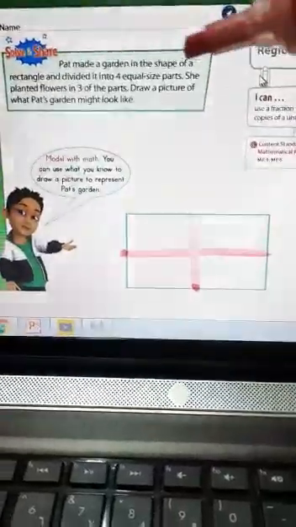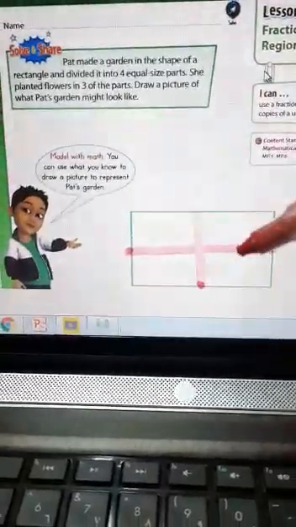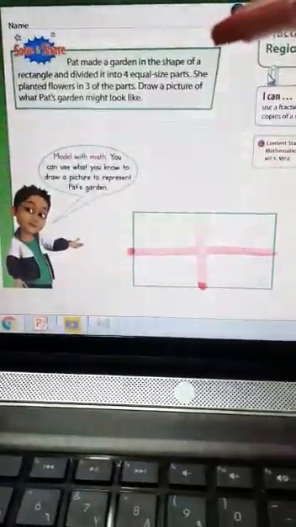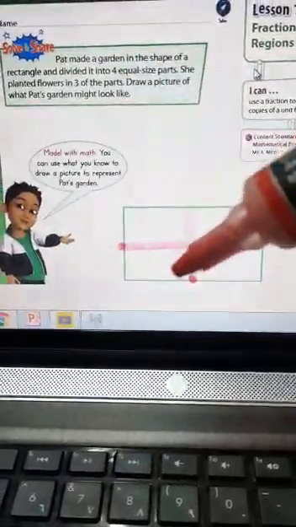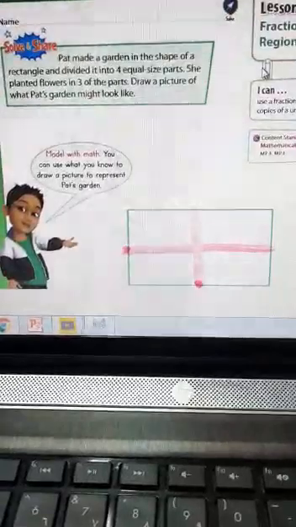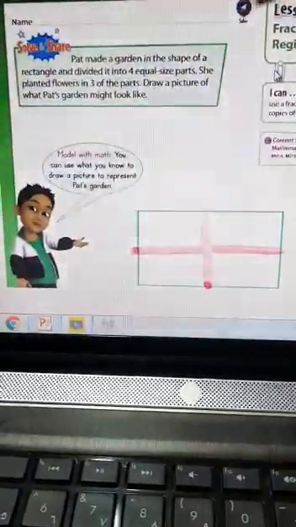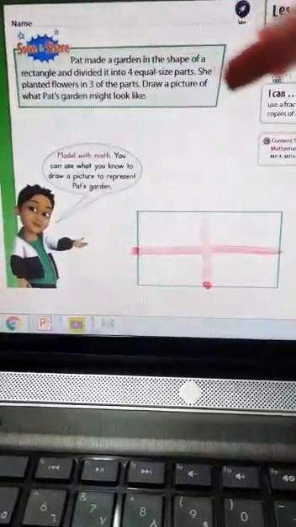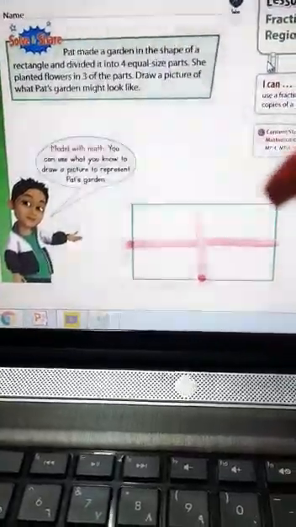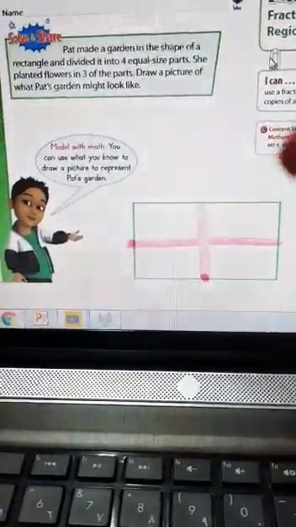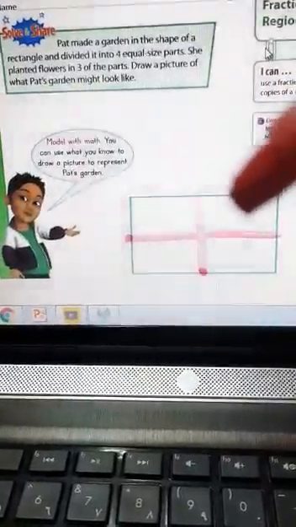Now, the question here said, Bat made a garden in the shape of a rectangle. This is the shape of a rectangle, and divided it into 4 equal parts. I divided already to 4 equal size parts. She planted flowers in 3 of the parts. Draw a picture of what Bat's garden might look like. So I will help you here to learn how to divide. Again, we said equal parts. Any number they want, it should be equal. The fractions all the time should be equal.